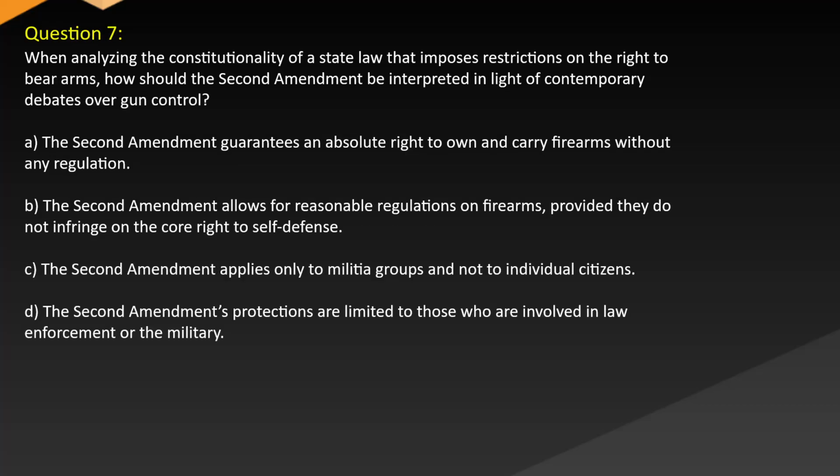Question 7. When analyzing the constitutionality of a state law that imposes restrictions on the right to bear arms, how should the Second Amendment be interpreted in light of contemporary debates over gun control? A. The Second Amendment guarantees an absolute right to own and carry firearms without any regulation. B. The Second Amendment allows for reasonable regulations on firearms provided they do not infringe on the core right to self-defense. C. The Second Amendment applies only to militia groups and not to individual citizens. D. The Second Amendment's protections are limited to those who are involved in law enforcement or the military.